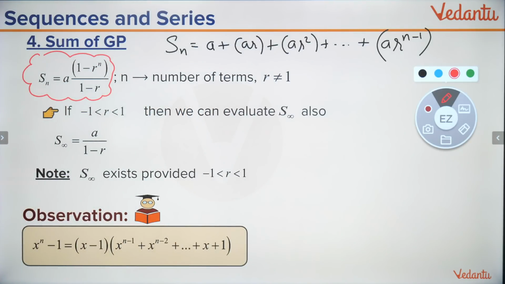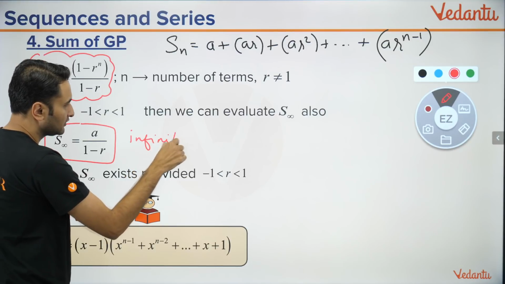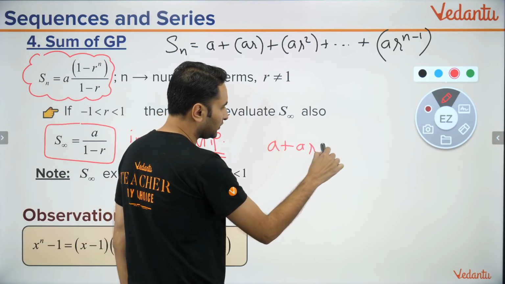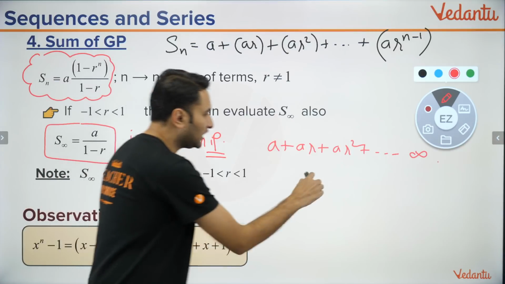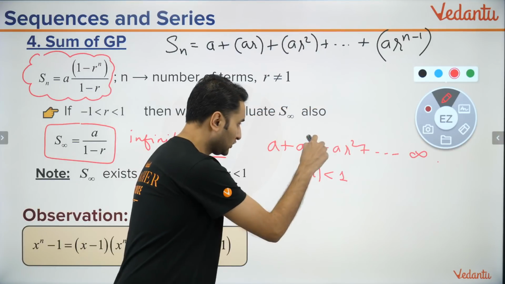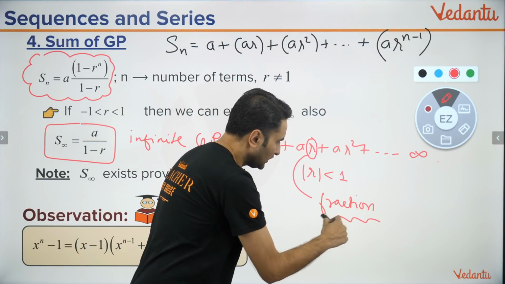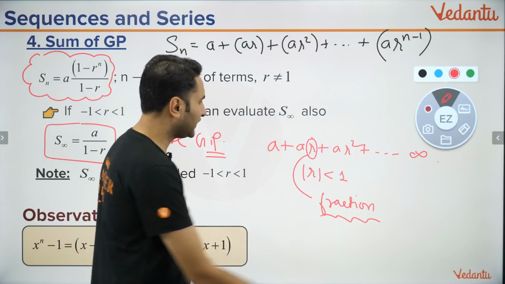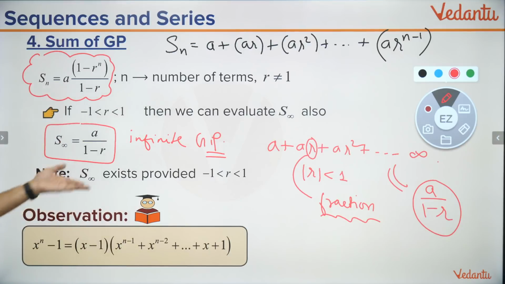But you also know that if it is an infinite GP, meaning A plus AR plus AR square till infinity, and the modulus of R is less than 1, it means the common ratio is a fraction. If it is a fraction, then this series converges. It gives you a finite value. And what is that finite value, children? This comes out to be A upon 1 minus R. This all of you know. A upon 1 minus R.